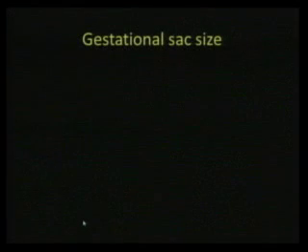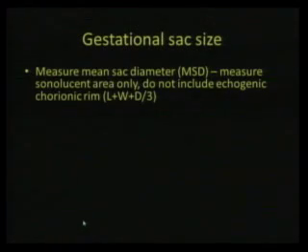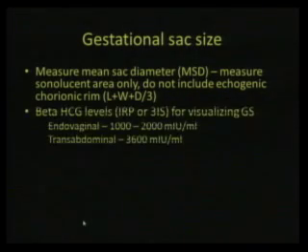All right, gestational sac size. Basically, you're measuring the mean sac diameter, and you want to measure the sonolucent area only, so make sure they're not actually including the echogenic chorionic rim. And it's basically length plus width plus depth, and you divide it by 3.